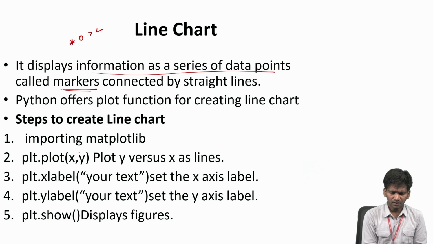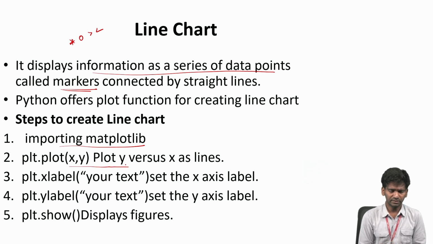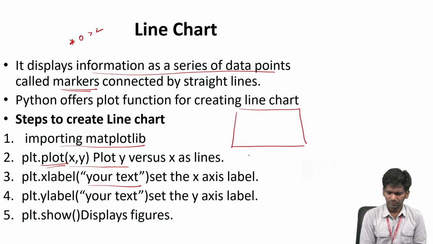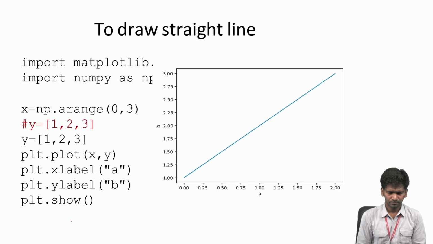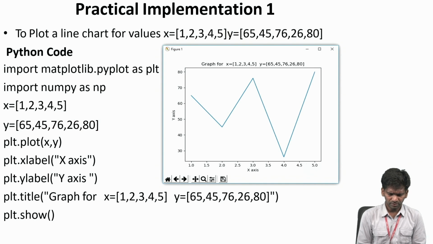For a line chart, the first step is importing matplotlib dot pyplot as plt. plt dot plot xy will plot the x-axis and y-axis using the plot function. Then plt dot xlabel, plt dot ylabel: your text can be given for what is the x-axis and what is the y-axis. This may be employee id or employee name, and here we can plot salary on the y-axis. In ylabel you can give salary, in xlabel you can give employee name or employee id. plt dot show displays the figure. This is the basic code that we can use for plotting a straight line. These are the charts that can be used.